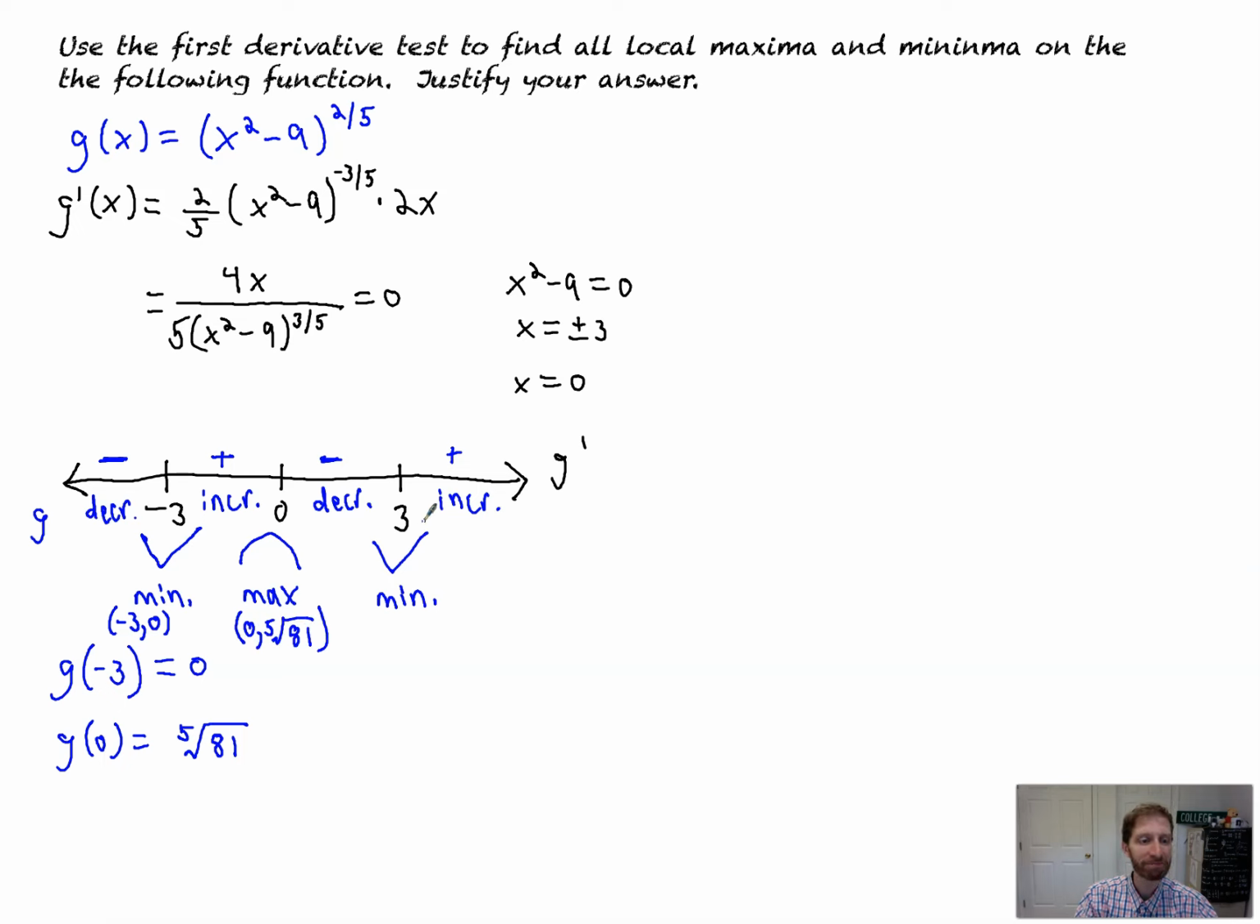And then we've got, let's check this out. Well, 3 squared is 9, minus 9 is 0. So g of 3 is 0. And so you've got a min at (3, 0).